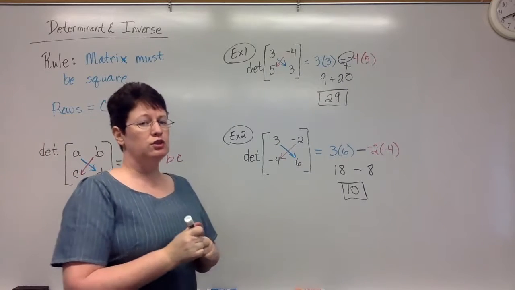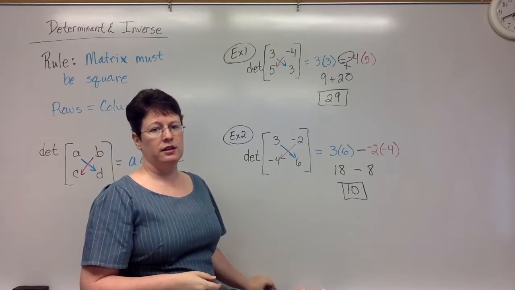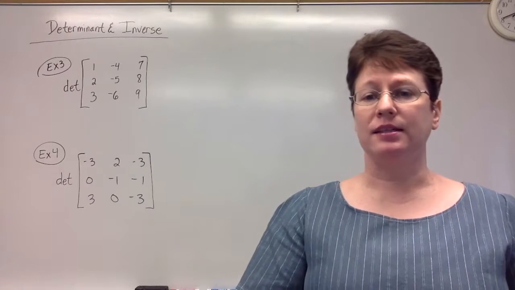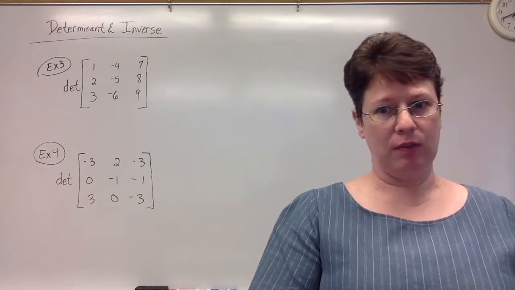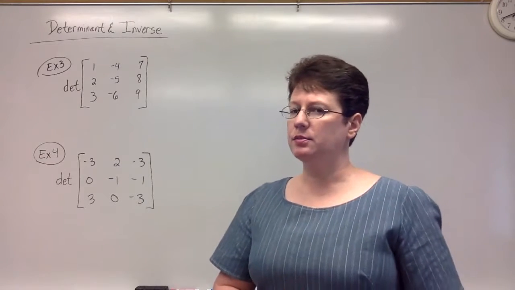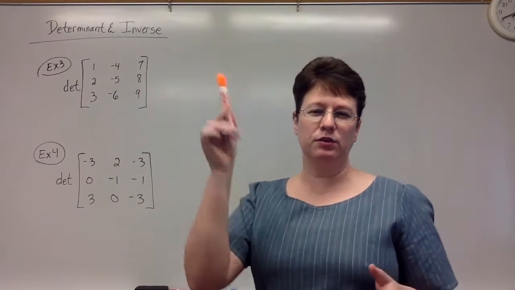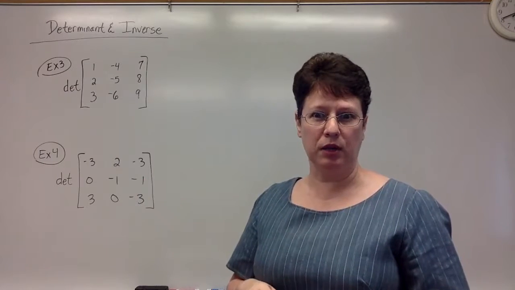2 by 2s are super easy. Again, it looks like a cross multiply. In the next 2 examples, we're going to do 3 by 3s. All right, let's look at example 3 and example 4. We're going to find the determinant for a 3 by 3 matrix. Now, this may be a bit confusing because on the 2 by 2, it was very clear. You had a corner to corner, corner to corner. You cross multiply, you're good.